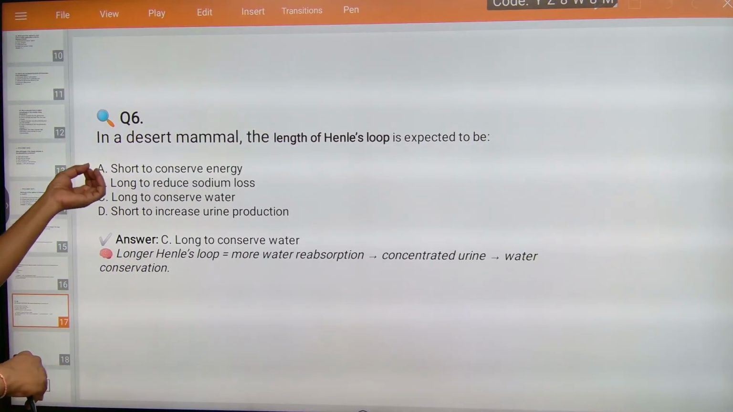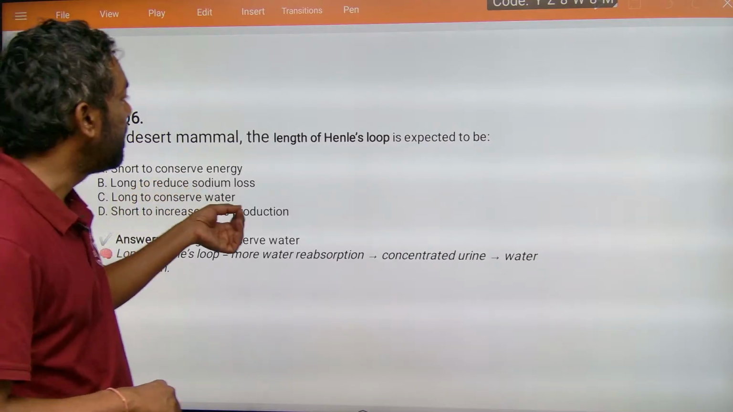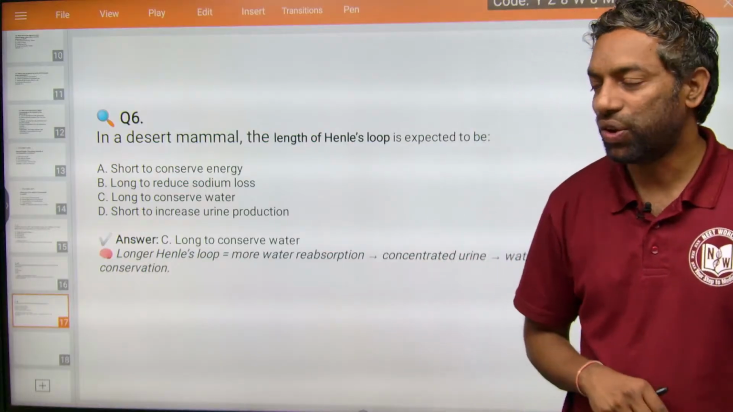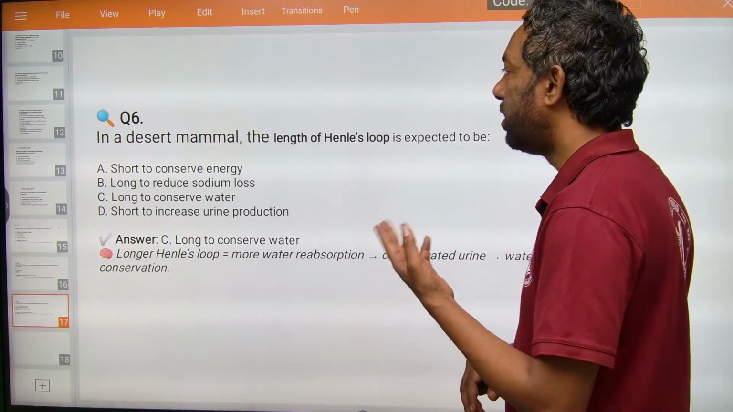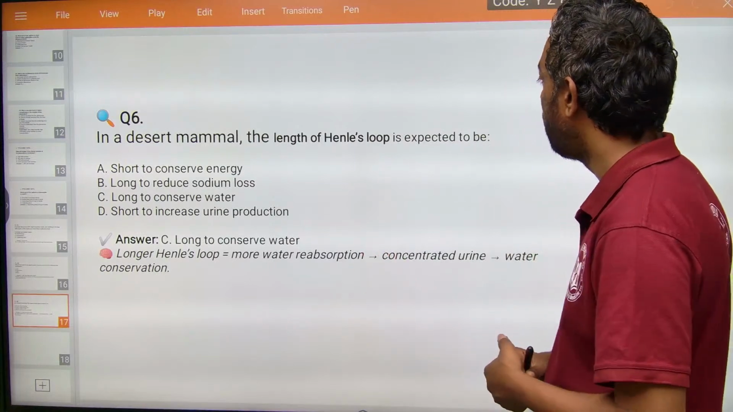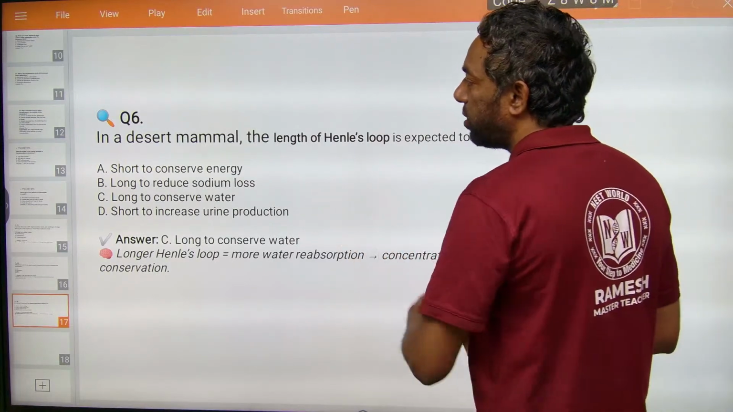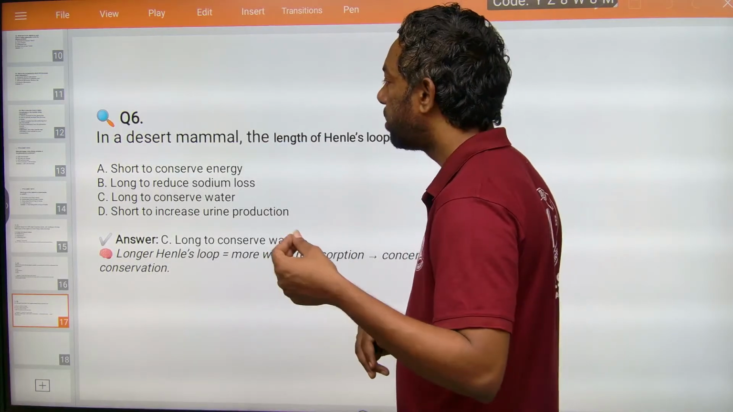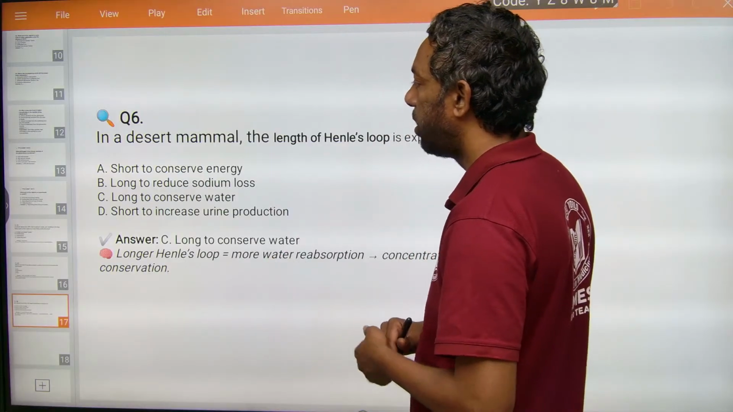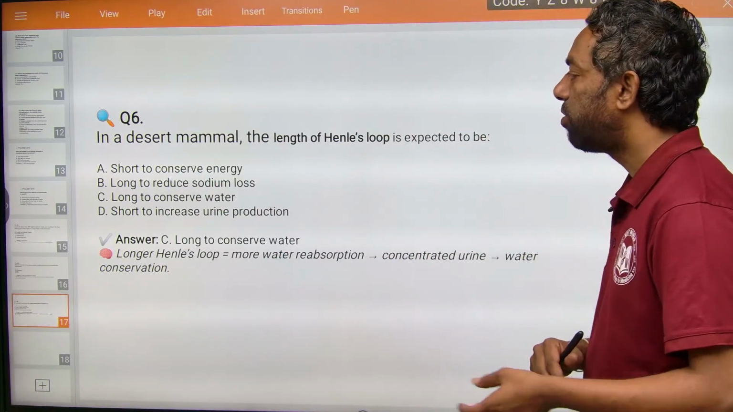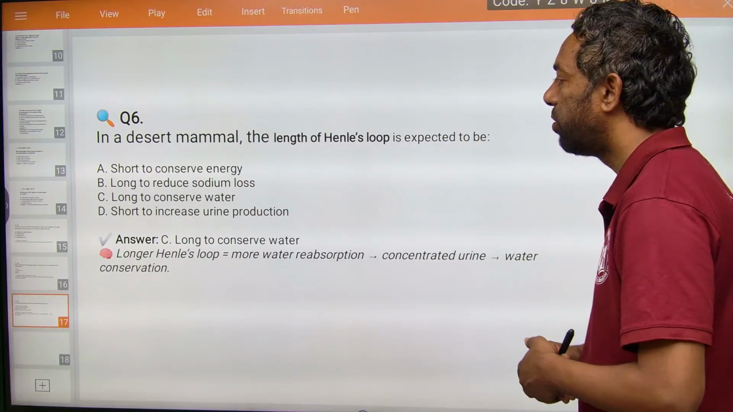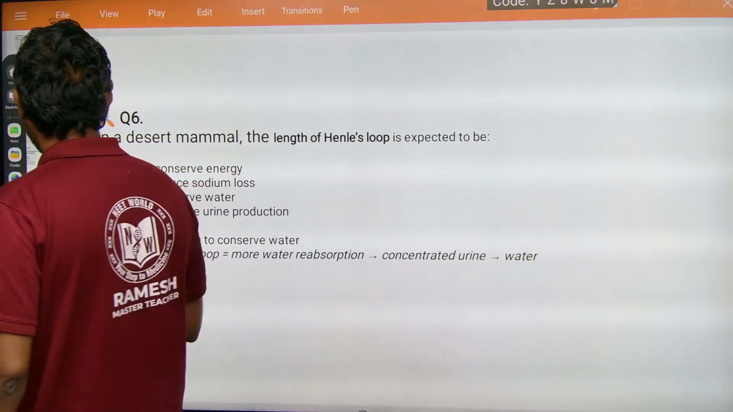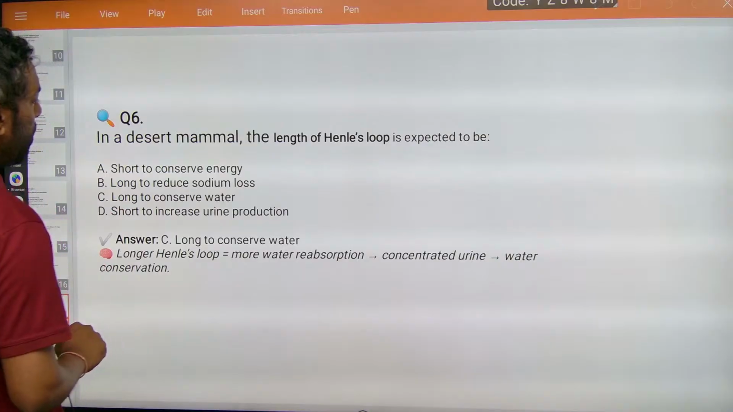In desert mammals, the length of the Henle loop is expected to be? This is the most innovative question, guys. Is it short to conserve energy, long to reduce sodium loss and conserve water, or short to increase urine production? Of course, it is a desert animal, right?